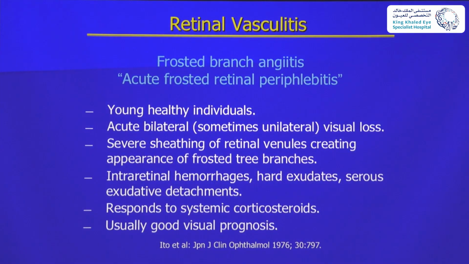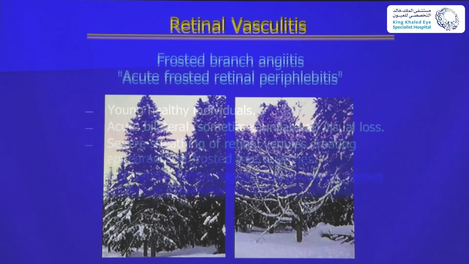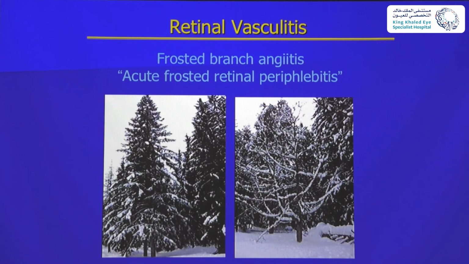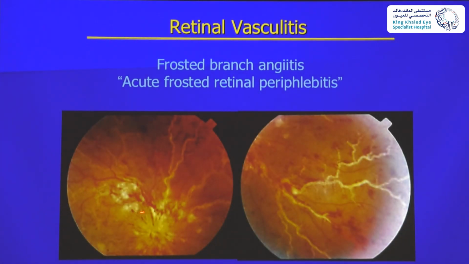to the emergency room. The other condition, again, I'm basing my lecture on the clinical differential diagnosis, is frosted branch angiitis. Why is it called frosted branch angiitis? Because, like in winter, the tree branches are frosted, so this will be similar to what we see: extensive vascular sheathing involving the veins, resembling frosted tree branches.